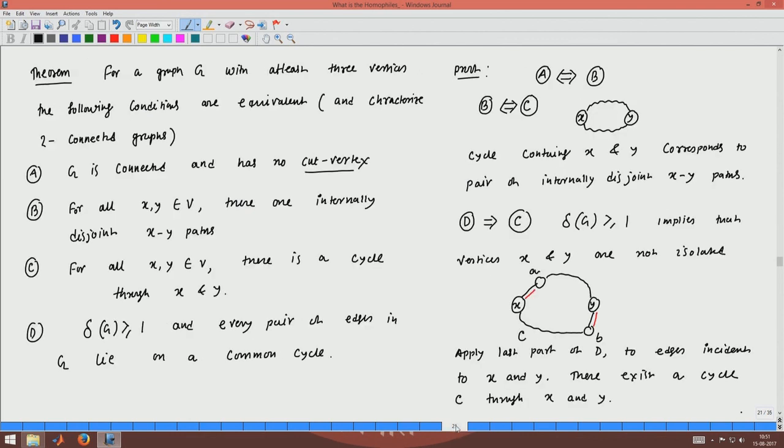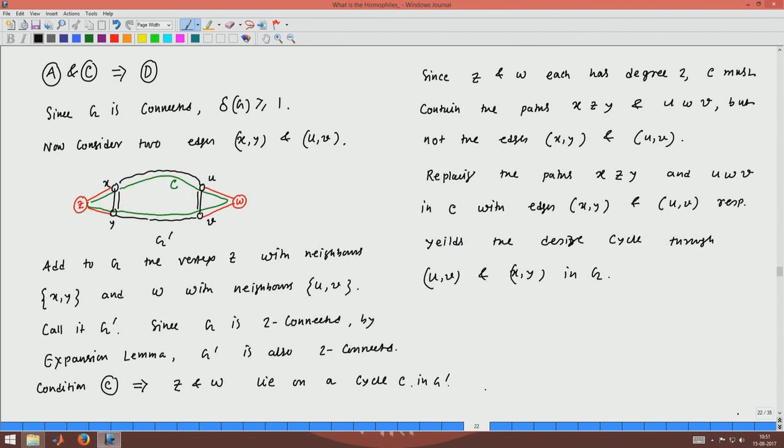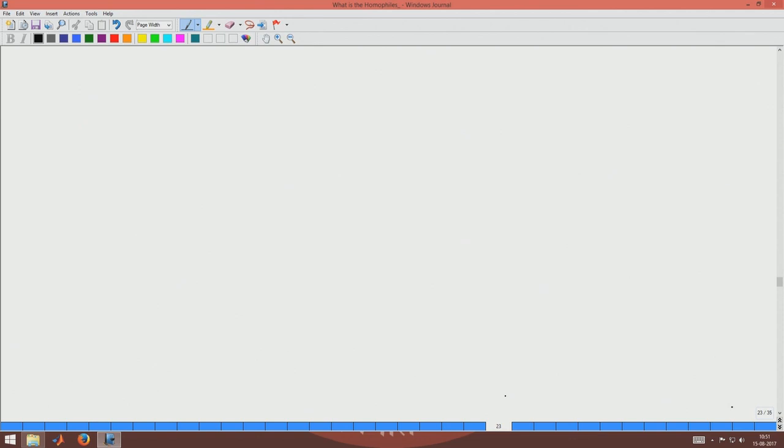That is what we have to prove, that every pair of edges. So, we took two pairs randomly x, y and u, v and every pair of edges in cycle G lie on a common cycle, and we have constructed that cycle C here. Okay. So, we have proved this theorem, this characterization theorem.